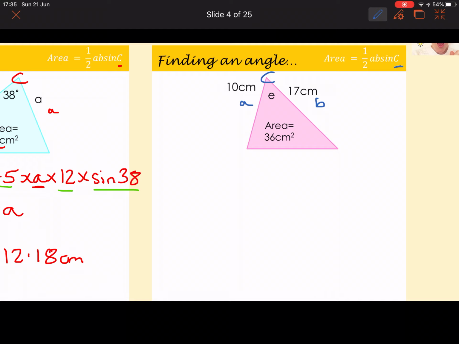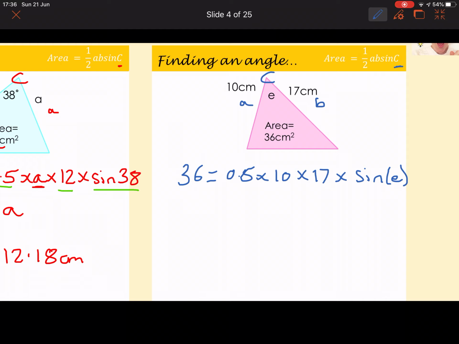So my area is 36, so 36 equals half times A, so 10, times B, times sine, and I don't know what that is, I'm going to leave it as E. I'm going to put it in a little bracket there, so I know it's sine of E.